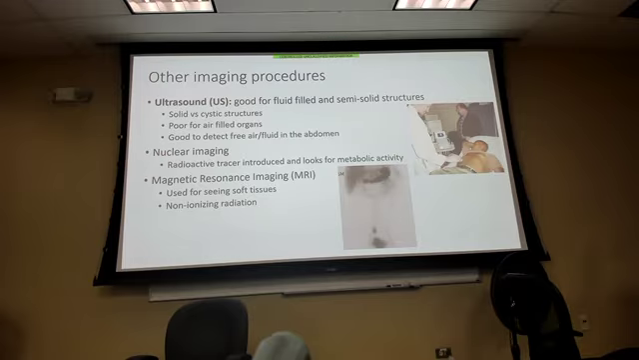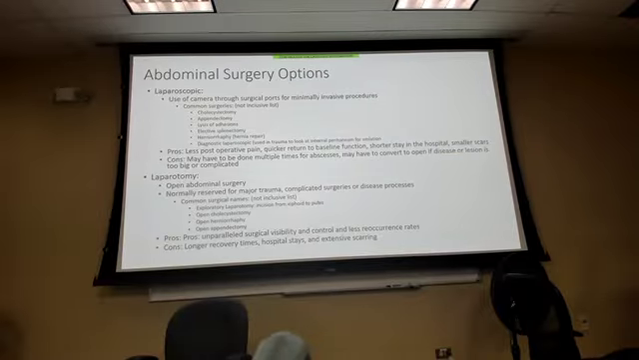Ultrasound, we already kind of talked about. Good for solid versus cystic structures. Doesn't really do well with air-filled organs. Nuclear testing, not really used in the acute bladder. MRI is not really used in the acute bladder or in the acute abdomen. Okay, they take too long. They're really not going to give us anything that a CT doesn't. Okay. All right.